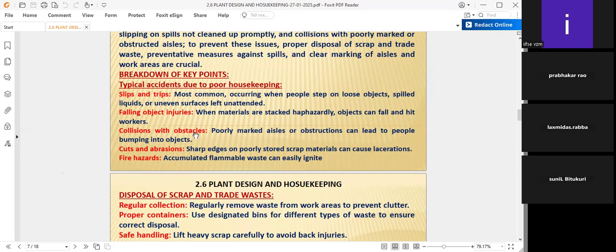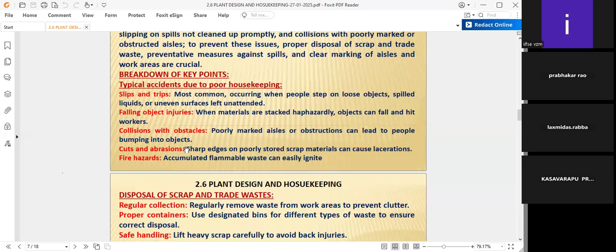Collisions with obstacles. There is a narrow space where people move at the breakdown points, so simply collisions will occur. Poorly marked hazards or obstructions can lead to people bumping into objects. Definitely, one man is coming out like this, the other man is coming. No door is there, only an opening, or a door is there. Immediately they push the door, the other man entering here, definitely accidents or incidents or near misses will occur.